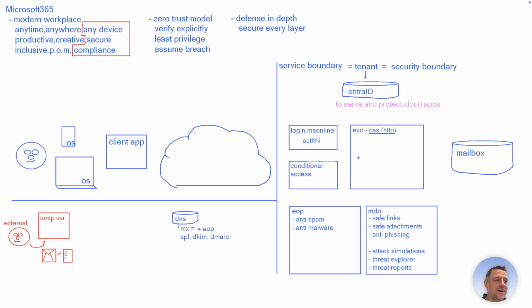And then once that is done, in Exchange Online, we also have the hub transport component, right?